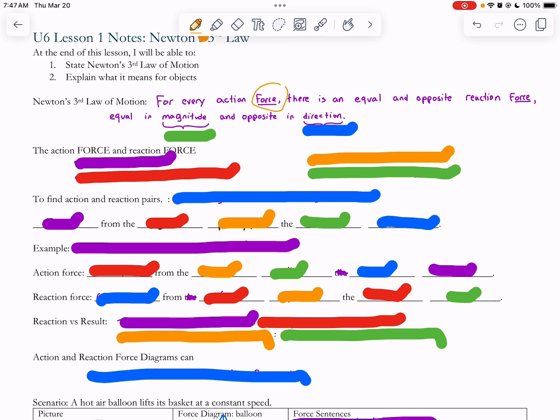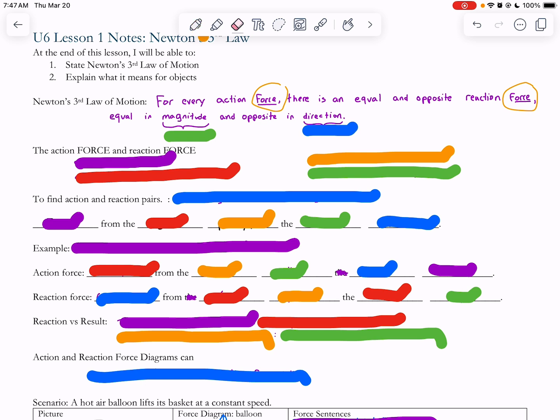Newton's third law says that for every action force, there is an equal and opposite reaction force, equal in magnitude and opposite in direction. You might have heard this in the past, but maybe it didn't have the word force in there. I found that when people try to apply Newton's third law, they often leave the force out, and then they use it wrong. Mythbusters use it wrong all the time because they forget that it's about forces. This is about forces.